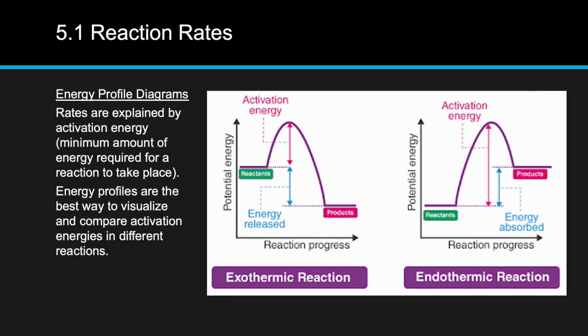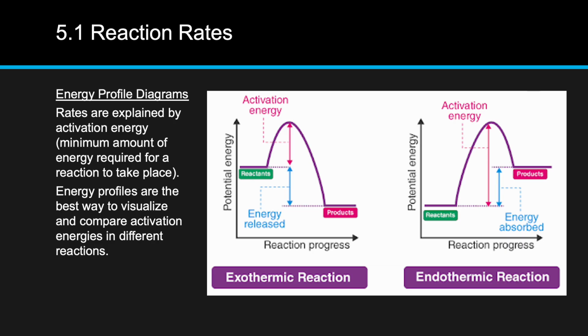Reaction rates can be explained by the idea of activation energy, which is the minimum amount of energy required for a reaction to take place. Even if a reaction releases energy overall, like a combustion reaction, for example, the reactants still need a certain amount of energy when they collide in order for a reaction to take place. So energy profile diagrams are great to use because they help us visualize that activation energy in the reaction.